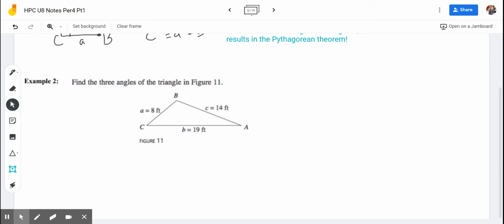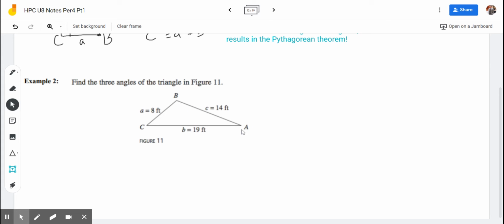So moving on to number 2. Find the three angles of the triangle in figure 11. All right, so this was actually from the do now. Like we couldn't set up a law of sines to solve for the angles. So here we now know that we have to set up the law of cosines.